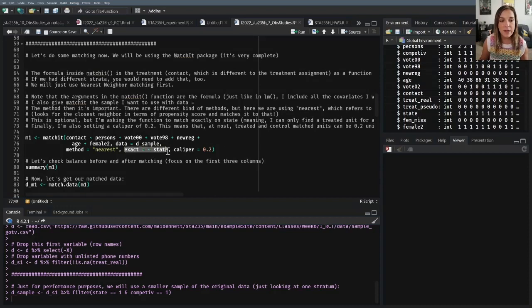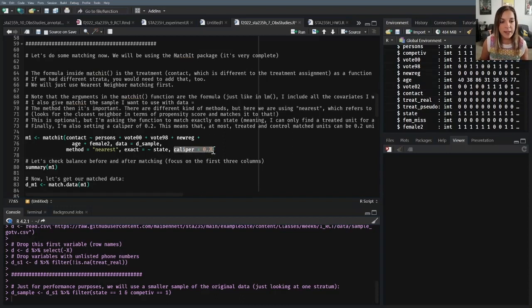Exact, basically what it does is what it says. It exactly matches on one variable. So in this case, for example, I want to exactly match by state. This means that I can only match a treated unit in state A, for example, with a control unit in that same state. So this is again to control for people that are within specific clusters, for example, or a variable that we really wanted to be perfectly balanced.